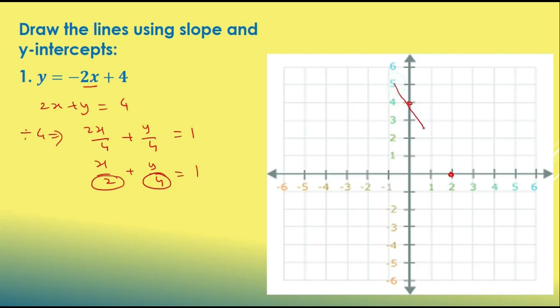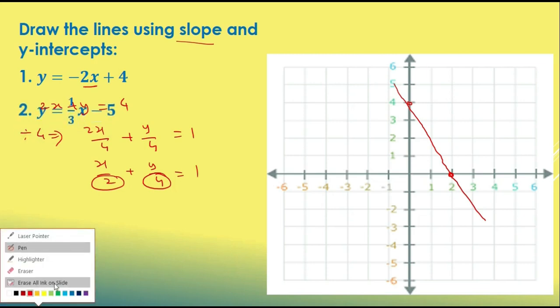There are many ways to identify the lines, isn't it? You don't need to always look for slope and y-intercept. But that is also another technique. Okay. Let's go for another example.